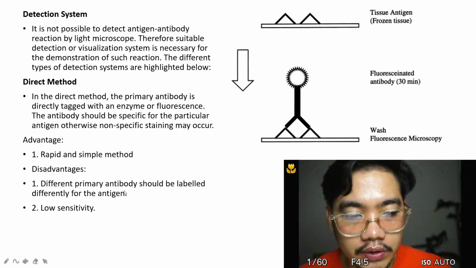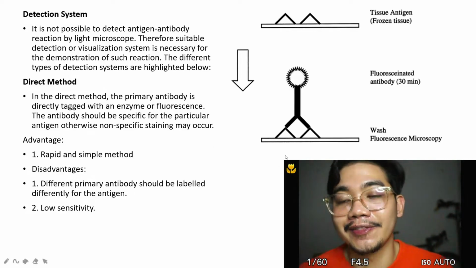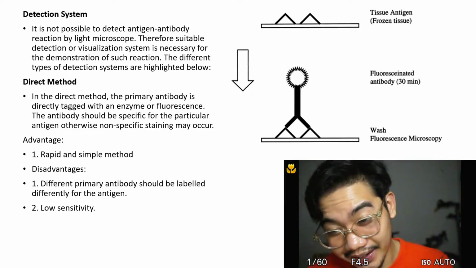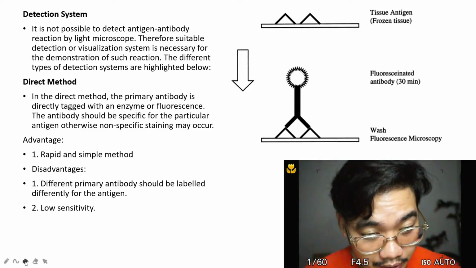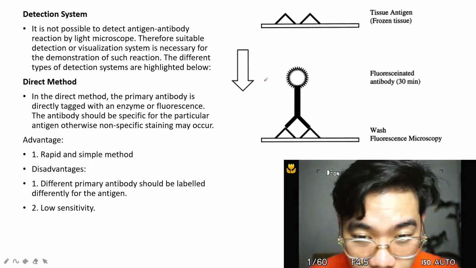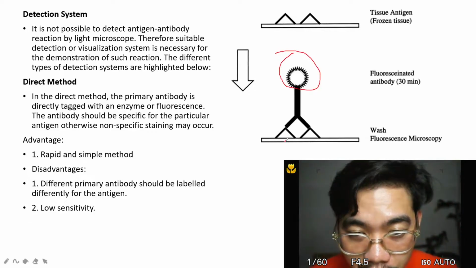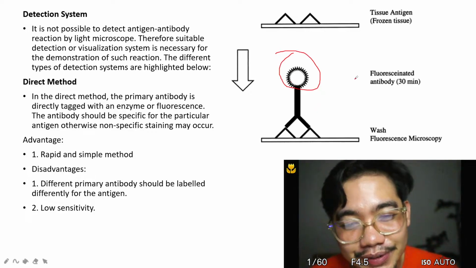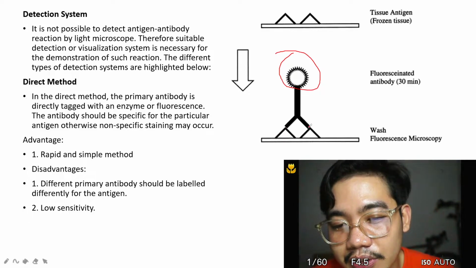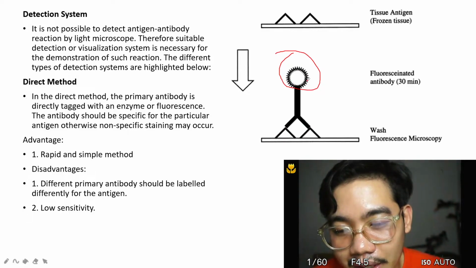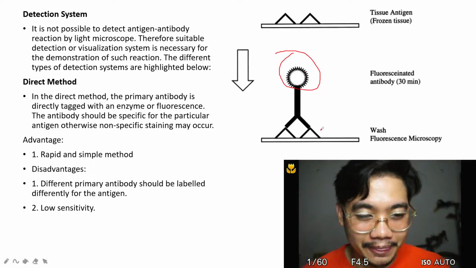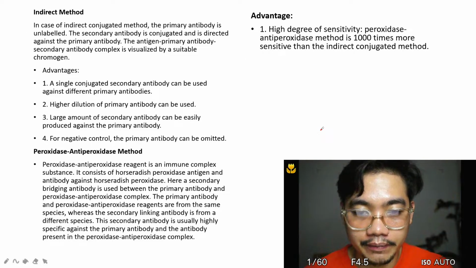Like I said, it's not cost effective because for every antibody that you make, you will painstakingly attach the fluorescence. For every harvest you make from the mouse, from the hybridoma, you still have to attach the label. So that's it, next slide.